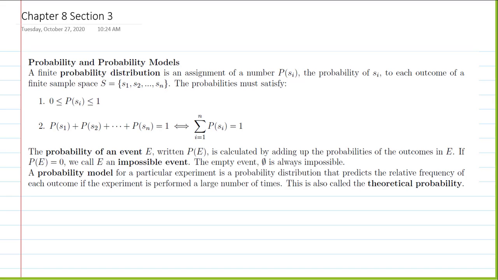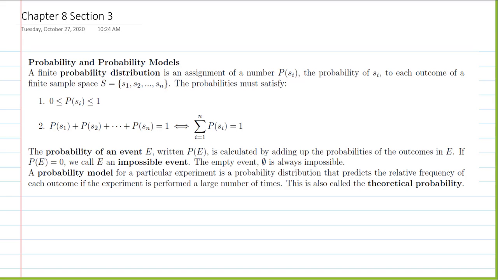So the probability of an event E, written as P of E, is calculated by adding up the probabilities of the outcomes in E. If the probability of E equals 0, we call E an impossible event. So that was like rolling a 13 when you roll 2 dice. There's no way to add 2 dice together, numbers 1 through 6, and get the number 13.